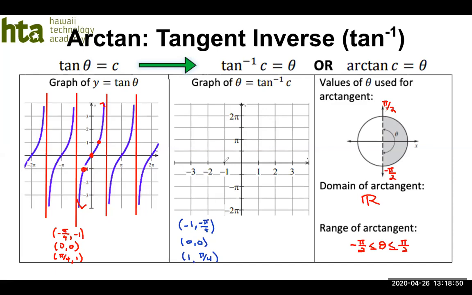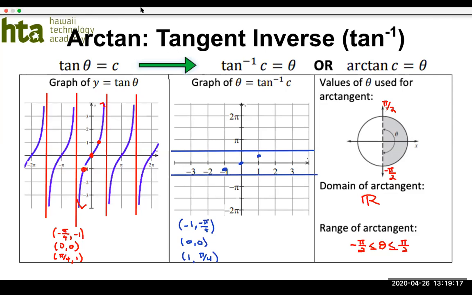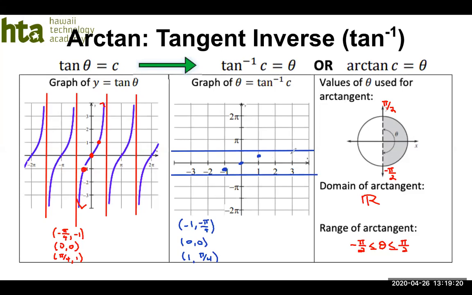So here are our points. Negative 1, negative pi over 4 is about here. 0, 0, and positive 1, positive pi over 4 is about right there. Our vertical asymptotes at negative half pi and positive half pi are going to be converted to horizontal asymptotes at positive half pi and negative half pi. So there are my horizontal asymptotes now that it's an inverse function. And we just draw our graph like this. So an inverted tangent graph looks like that. All right, so that is how tangent looks.